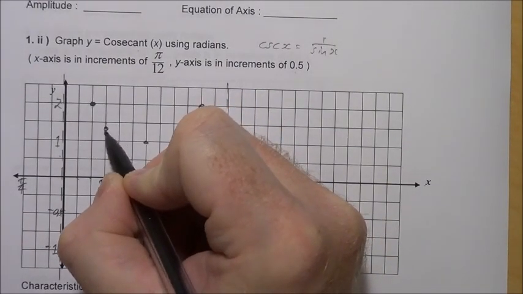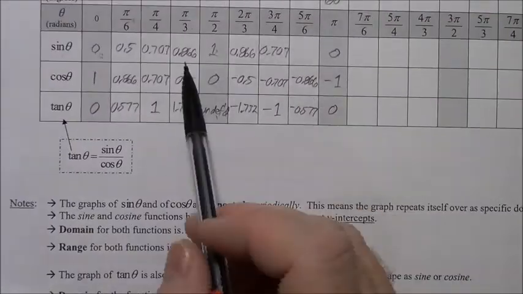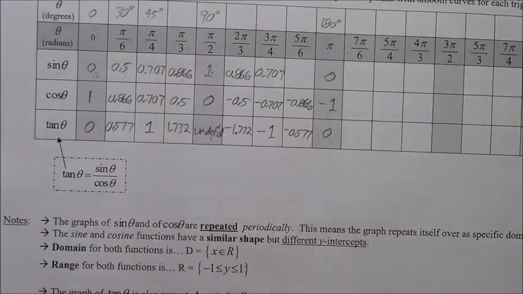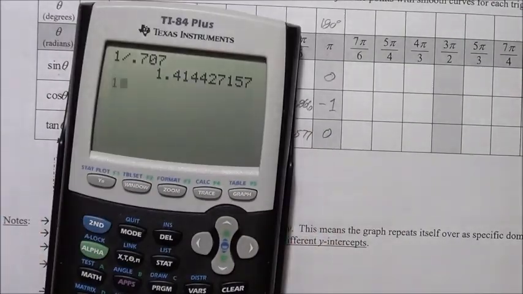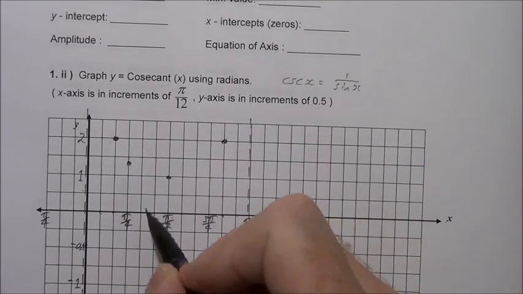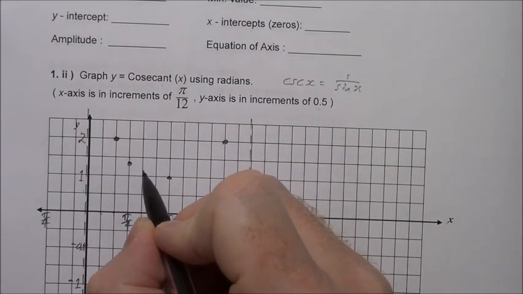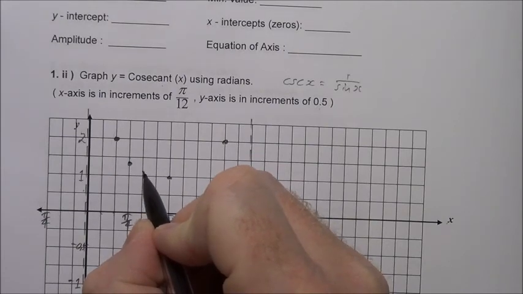And then for pi by 3, we got 0.866 for sine, so divide 1 by 0.866 and I get 1.155 basically, so it's going to be 1.15-ish. So there's 1, it's going to be just a little bit above that.